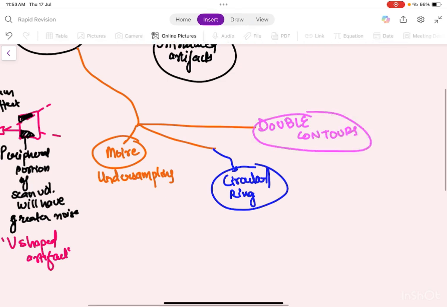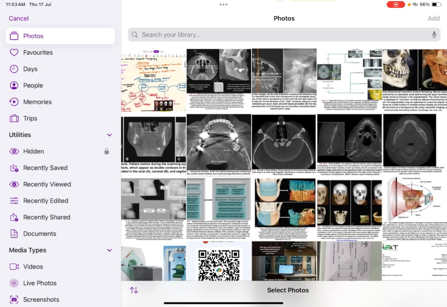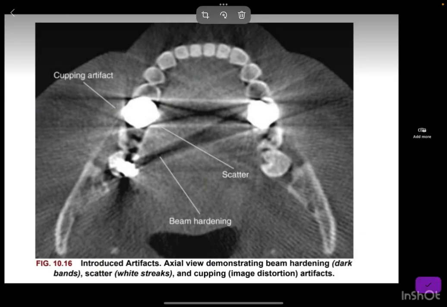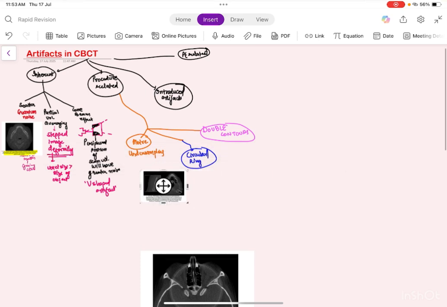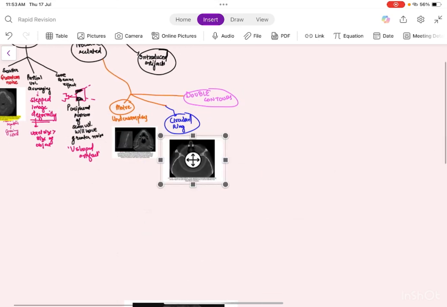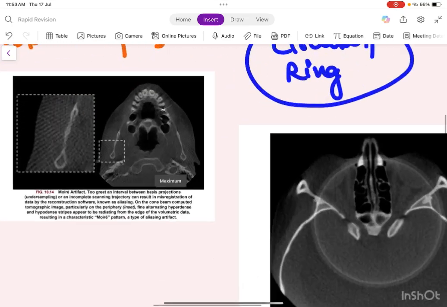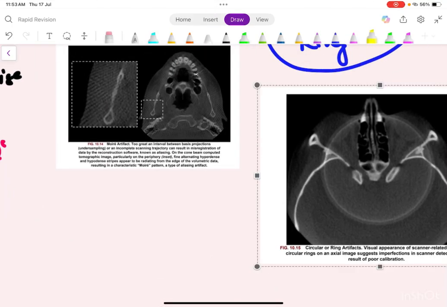First of all, let me show you what a moire is. This is moire, this is circular. The next, partial, I think, yeah, beam hardening, that's in the next part. So see, this is our moire. In moire there is undersampling.